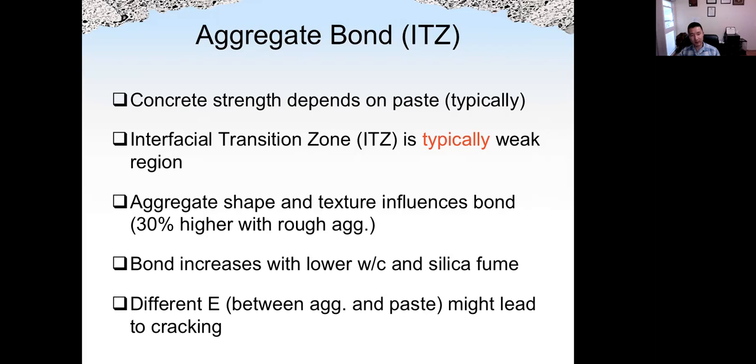The shape of the aggregate and the texture of the aggregate surface will affect the ITZ, or the bonding. If we reduce the water-cement ratio, or if we use silica fume, the bond strength of the ITZ will increase. A different E value between the aggregate and cement paste will lead to cracking when the concrete is under compression or tension.